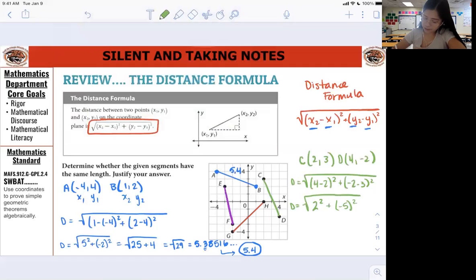Okay, so now 2 squared is 4. Negative 5 squared is 25. So we again end up with the square root of 29, which was the same thing we had before, which when you plug it in, you will get 5.38516 dot dot dot, but that rounds up to 5.4. So it is the same. So good job to those who got it.